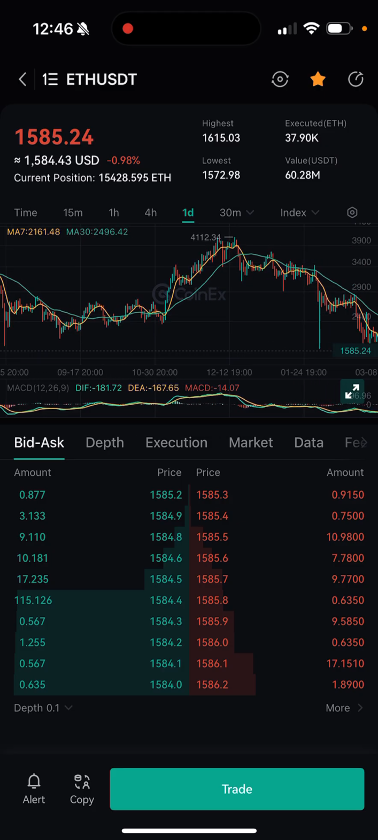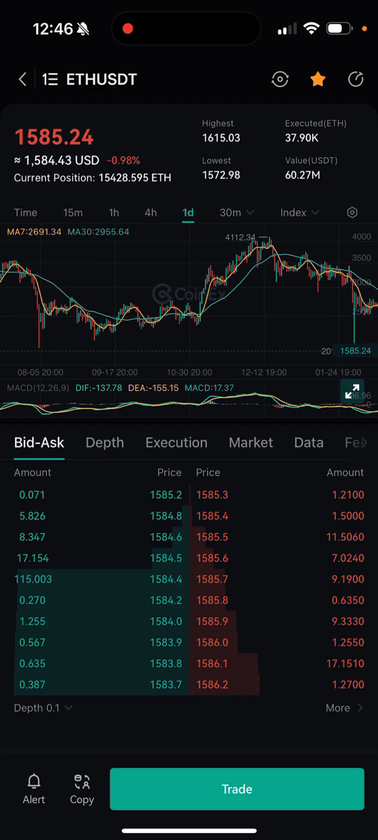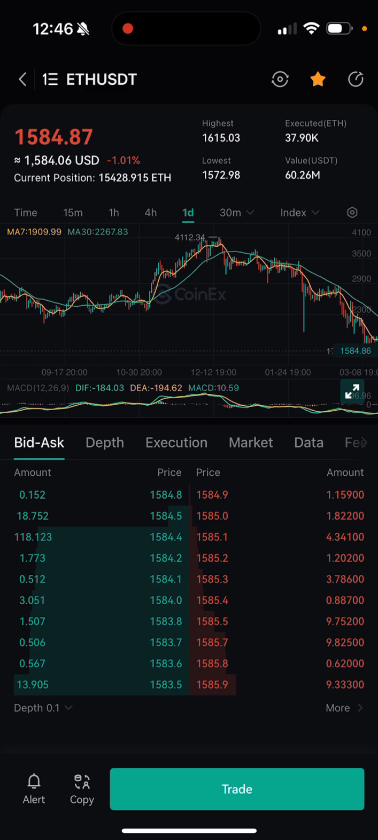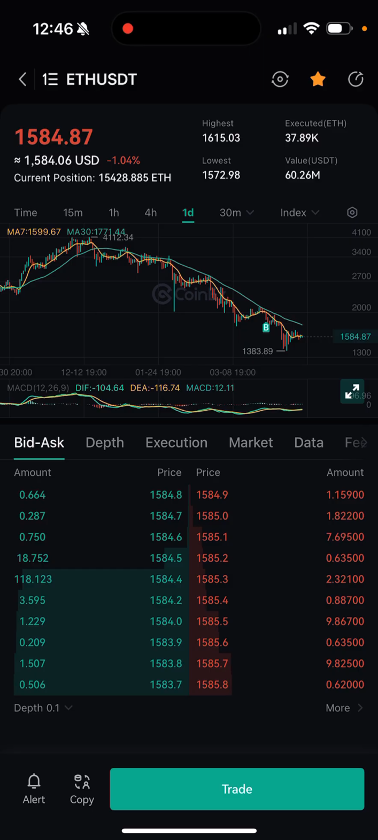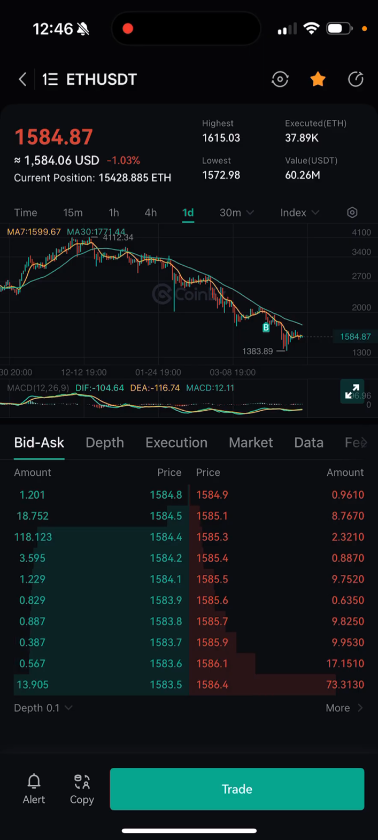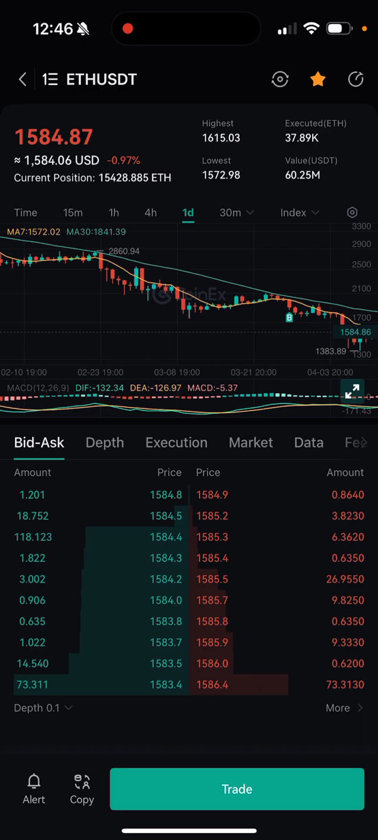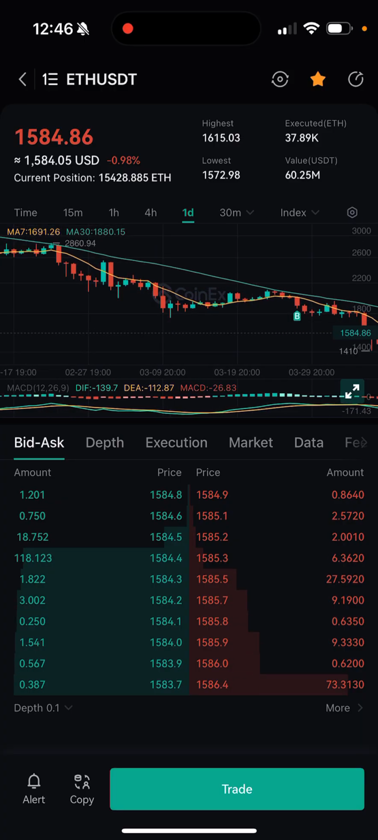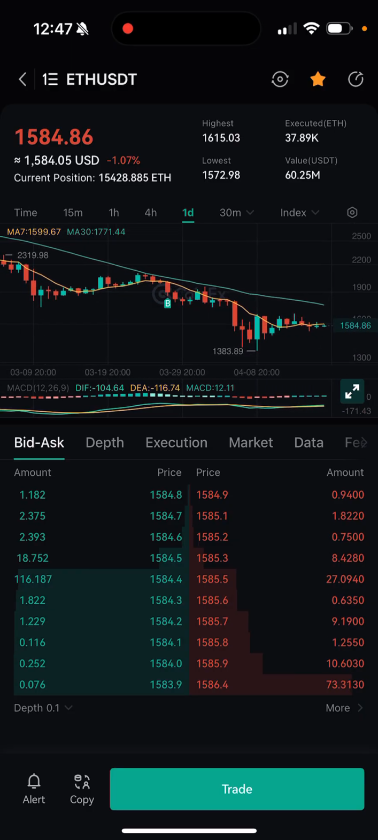As you see, the market almost a month ago hit $4,112.34, and it bounced all the way down to $1,383.89. And as you see, this small B over here that I'm trying to make bigger for you guys, this is the position that I got into, and the market went against me, but I'm just waiting for it.